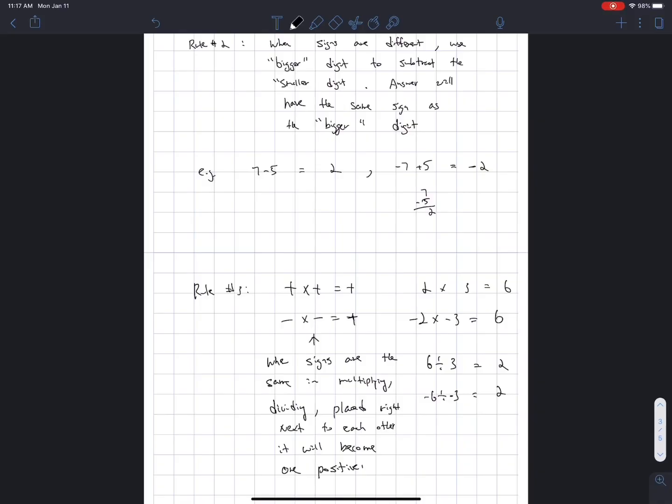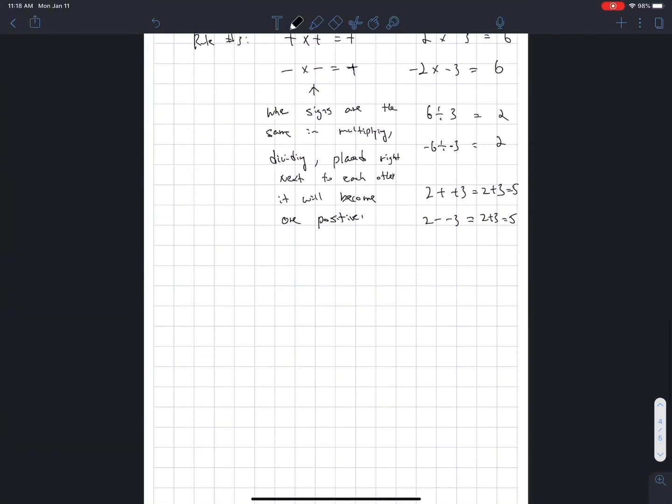And even when they're right next to each other, like 2 plus positive 3, this is the same as 2 plus 3. Right? We don't need to write plus 2 times. And of course, it will just be 5. And 2 minus negative 3 is the same idea. Negative, negative will just give you 1 positive. And you still get 5.